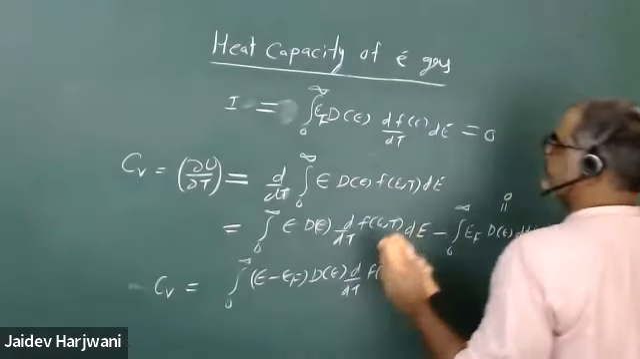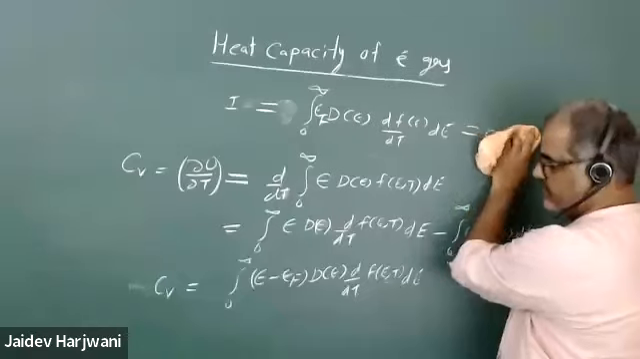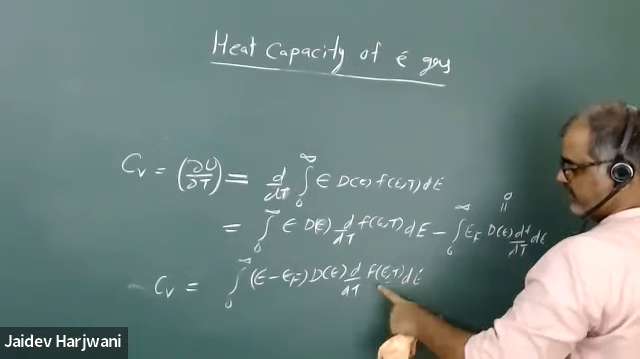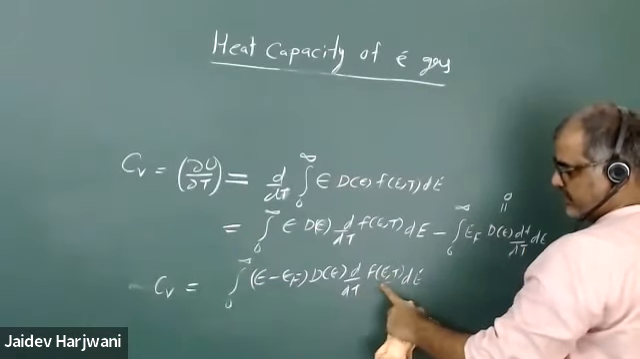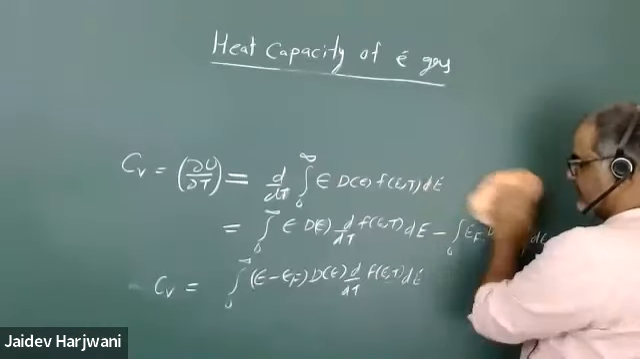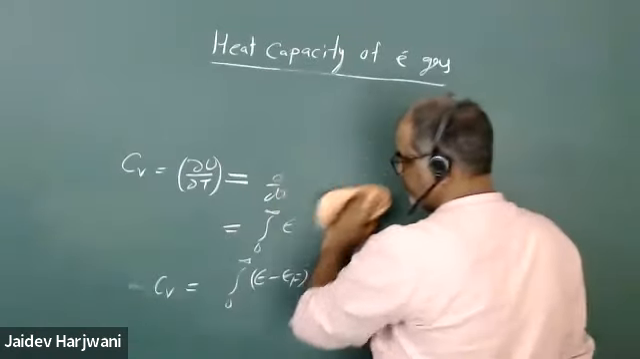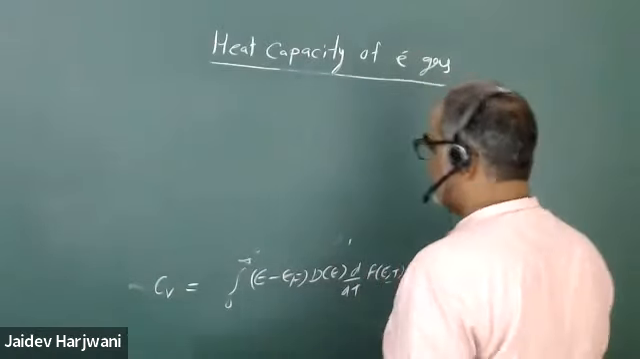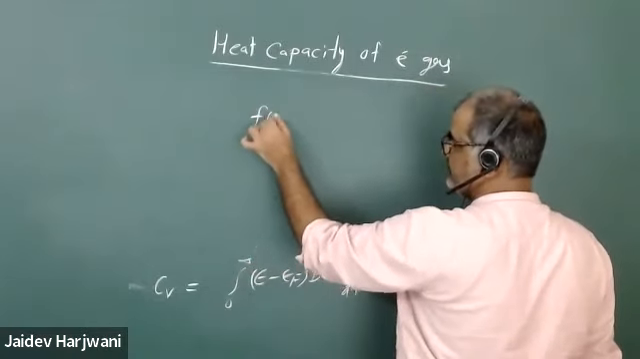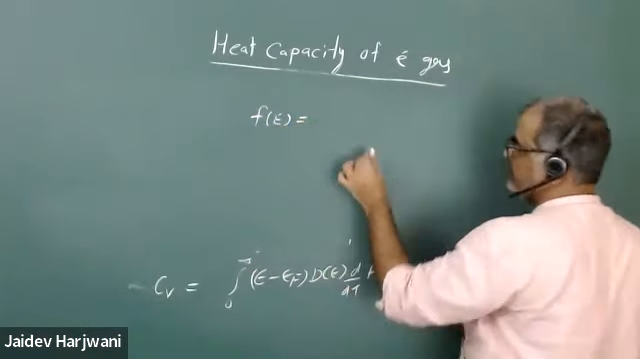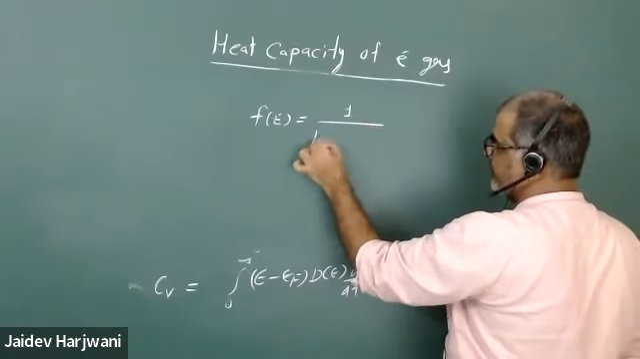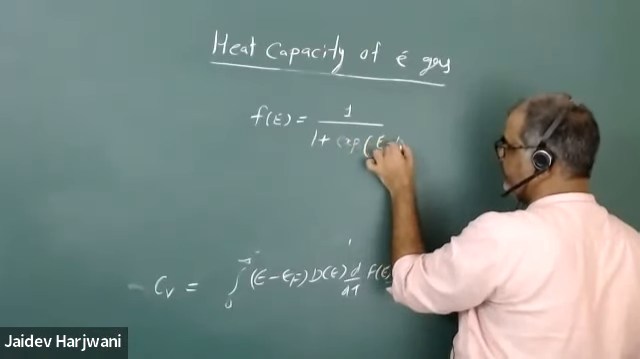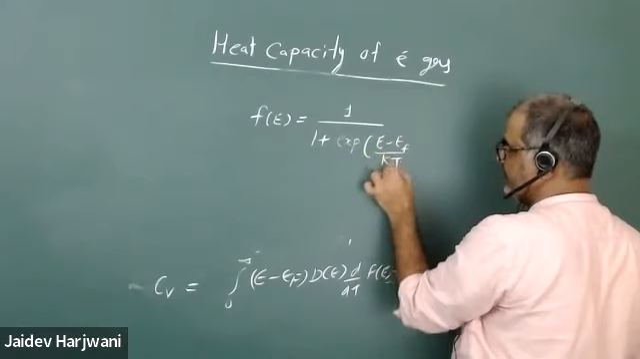Now that I have the specific heat, let us simplify it further. We want the differentiation of the Fermi Dirac distribution function, so I need to differentiate this one. Please do it yourself also, so that there should not be a mistake. So I have this Fermi Dirac distribution function, which I can write as 1 plus exponential of (E minus E_F) by k_B T.